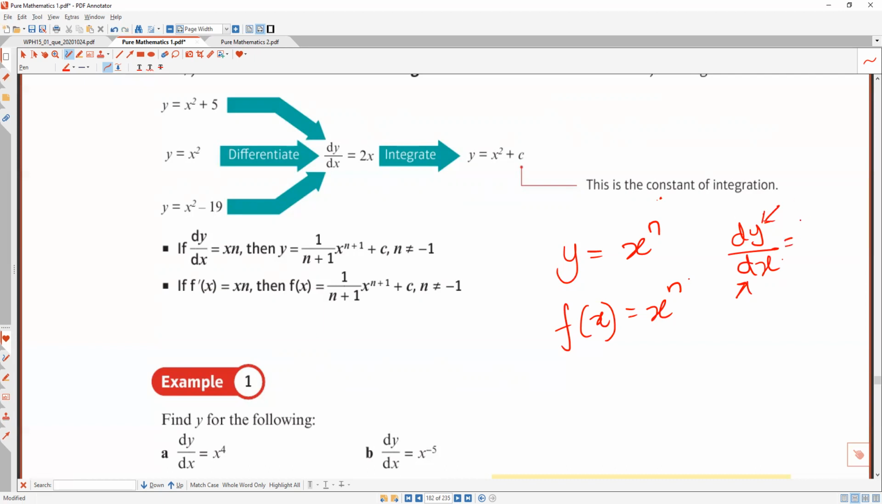So the formula says that you have to bring your power to the front. You have to multiply your power with your x, but you have to minus your power by 1. So if they write y, you have to write dy by dx. If they write f(x), you have to write f dash x. It means the same. Do you understand this? If they write y you write dy by dx, if they write f(x) you write f dash x. Does everyone understand?